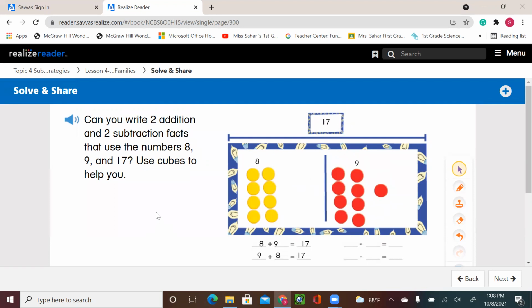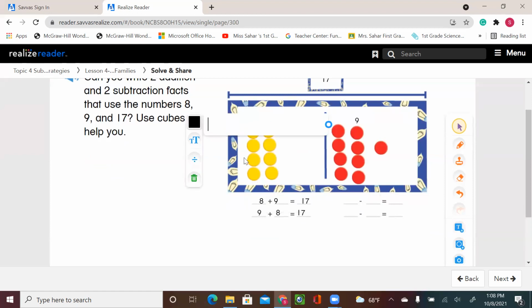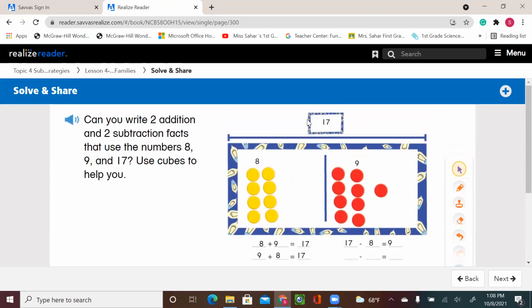Now we need to do subtraction. So I have my total 17 and I have one addend 8 and one addend 9. So here I can do 17 take away 8. Very good. So let's write this. 17, that's my total. One of the addends, so I'm using the first addend 8, of course, will give me the second one. So 17, that's my total, take away 8 equals 9.